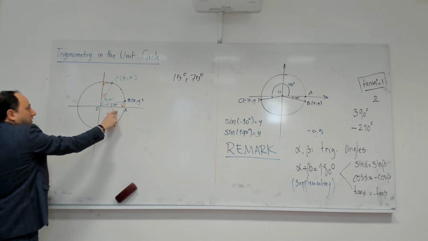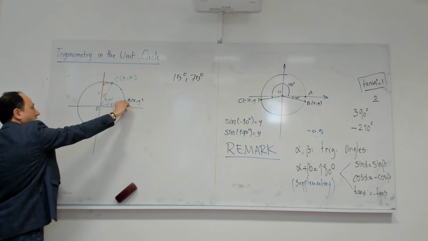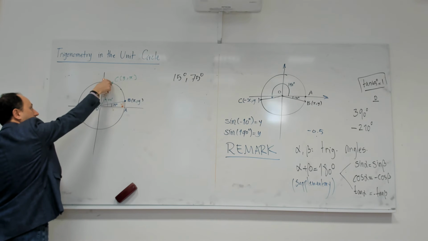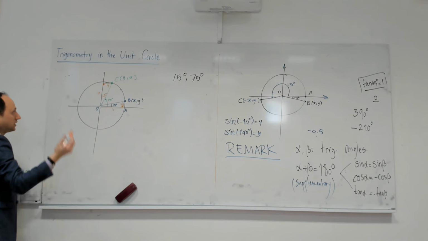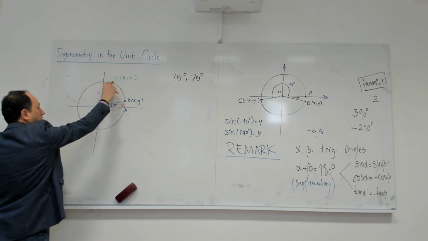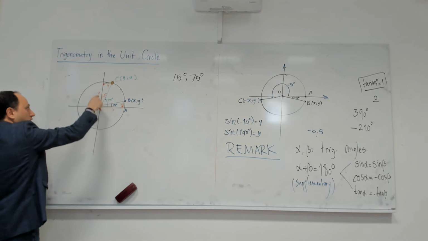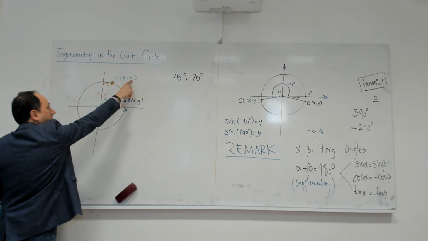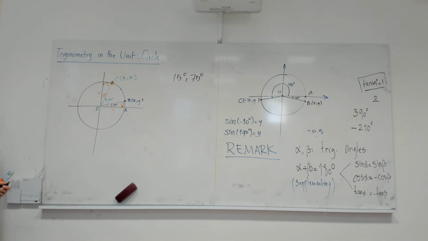So if this length is x, what is this length? X. If this length is y, what is this length? Y. But I hope that you don't get confused right now. If I ask you what are the coordinates of this point, you look at the y value and the x value. But the y value is x, so I write x. And the x value is y, so I write y. Is that understandable? Everyone happy?